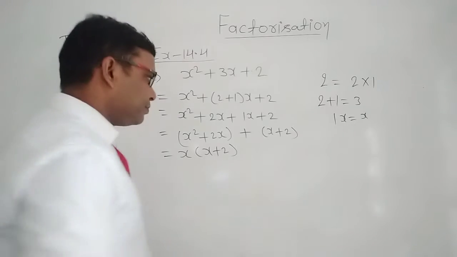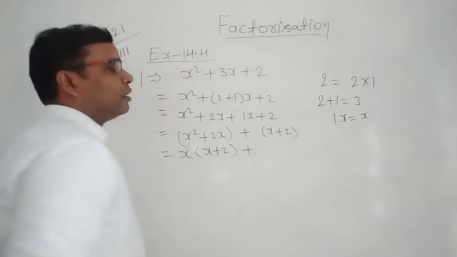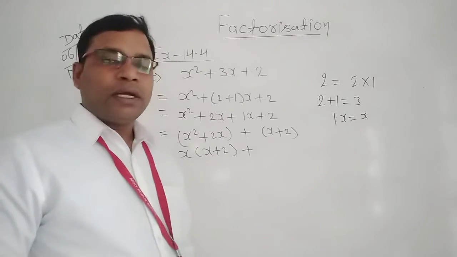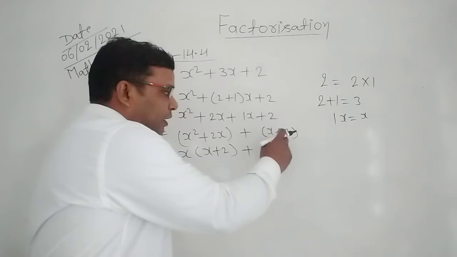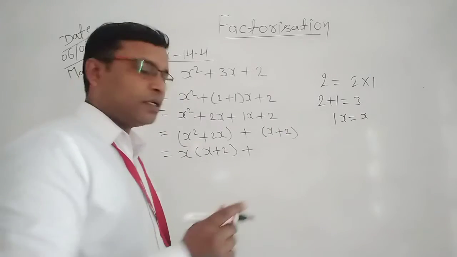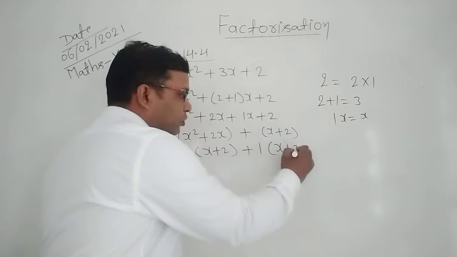Now, after this, you observe here what is the common factor between the second group, x and 2. So obviously you can see nothing but 1 is common between them. Okay? So what is common in x and 2? You can say nothing but 1. So we write here 1 into x plus 2.